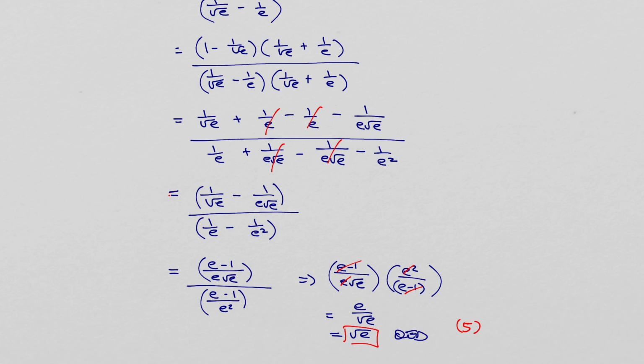And of course, you could have multiplied the top and the bottom there by e back up here rather than getting your conjugate. There's various ways in which we could have tidied up that end bit.